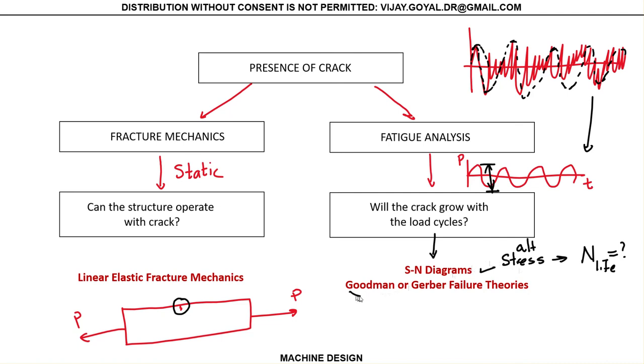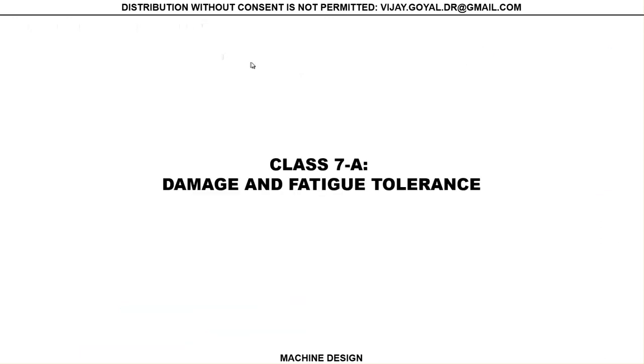Now, the Goodman theory just tells me if my design point failed. Okay. This is what the Goodman or Gerber theories would tell you, the two most popular and typical failure theories that we use. This concludes our introduction to damage and fatigue tolerance.